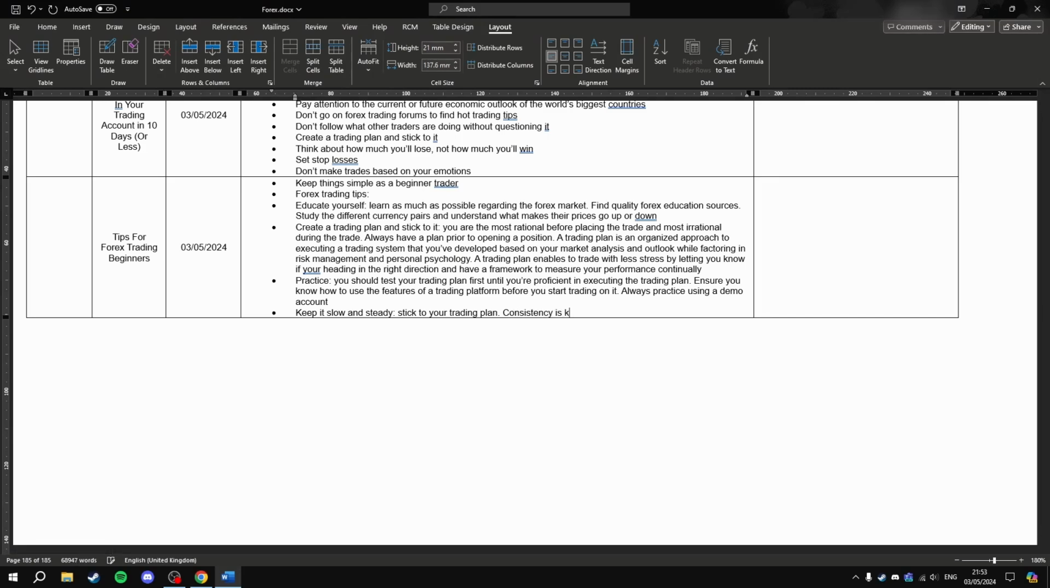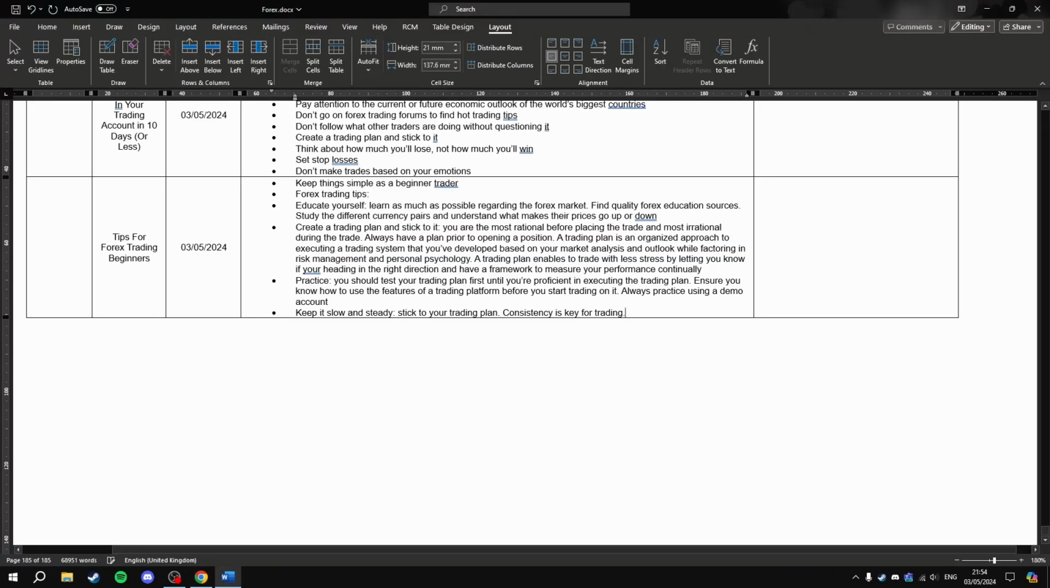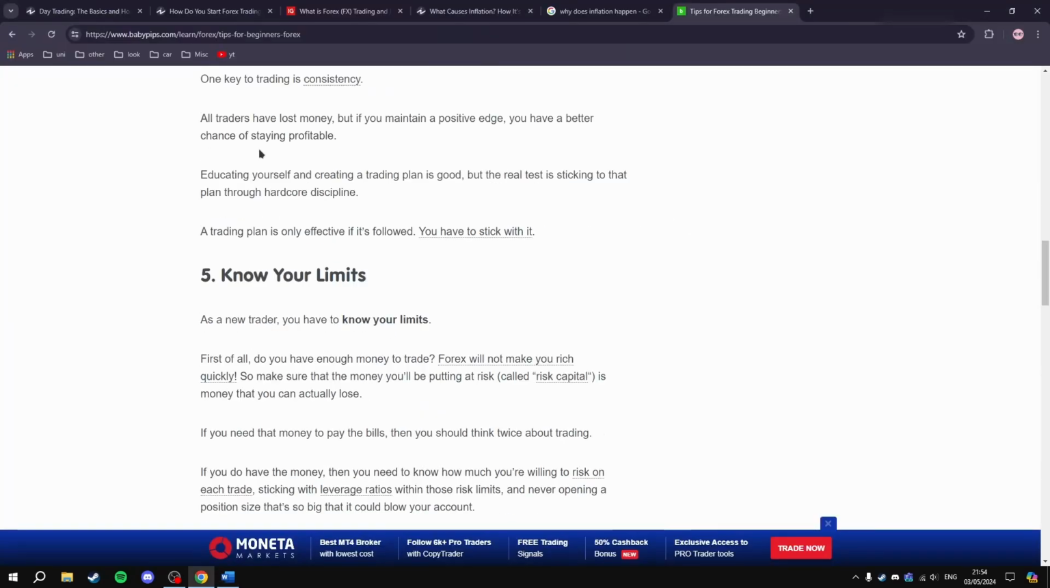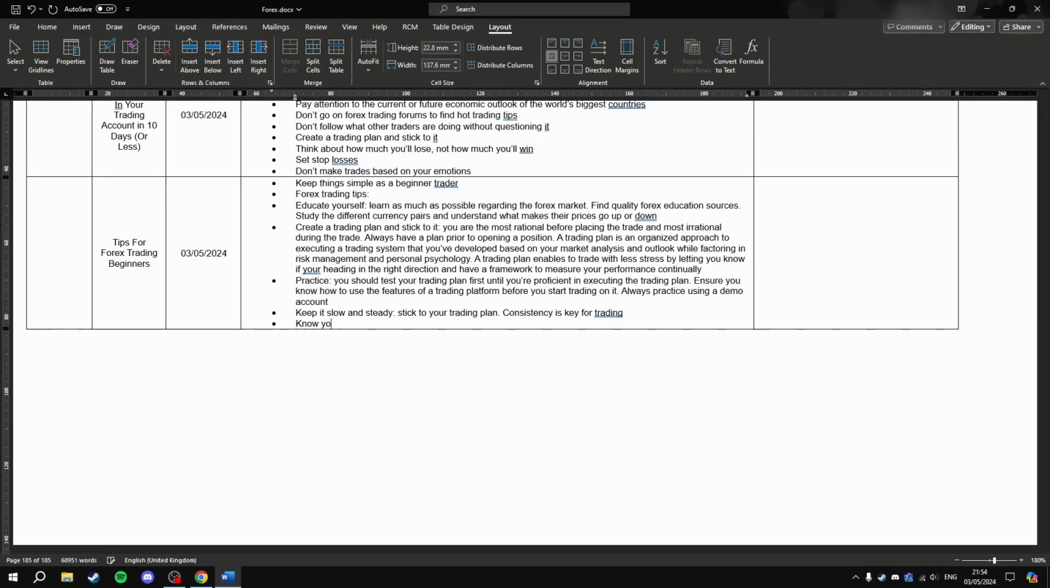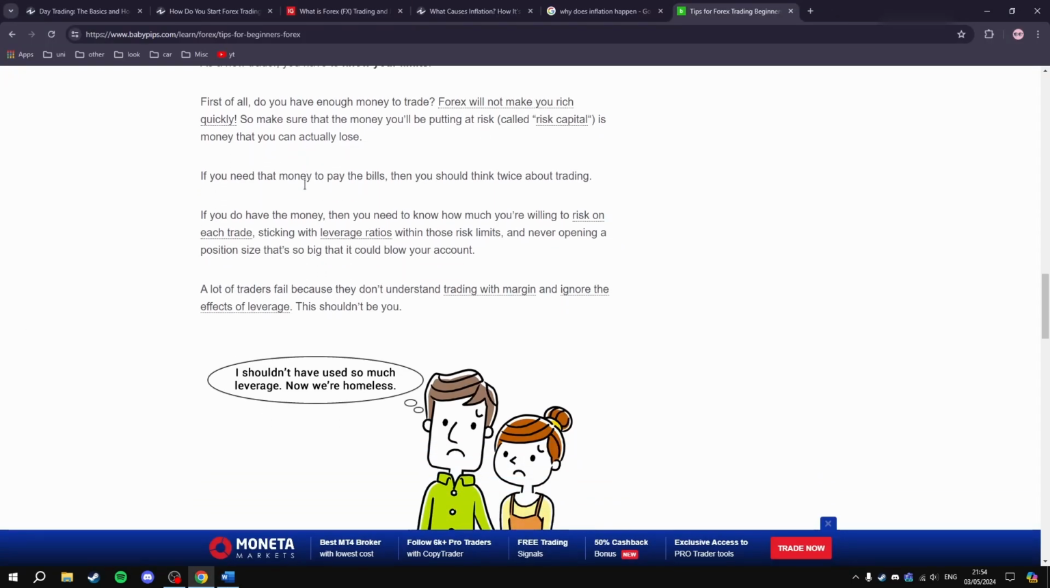Consistency is key for trading. Know your limits. As a new trader, you have to know your limits. First of all, do you have enough money to trade? Forex will not make you rich quickly.